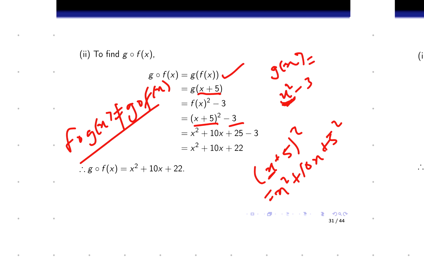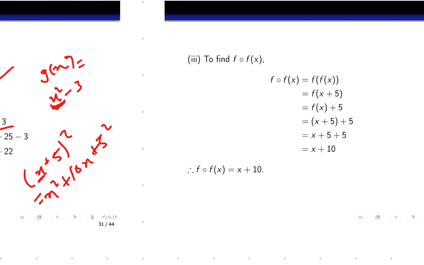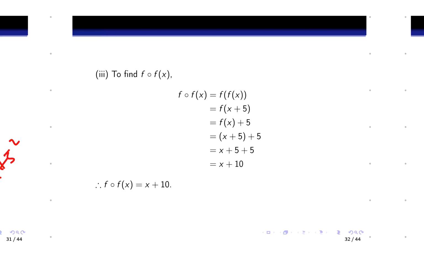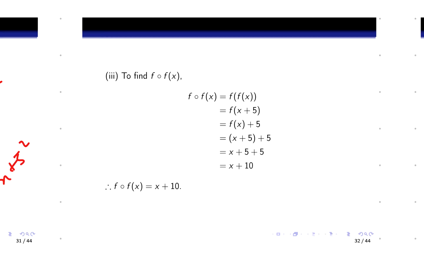Okay, so let's find f of f of x. That's the next question. That means you're composing f with itself. You're composing f with itself. So you have f of x, that is x plus 5. So you have x plus 5, and now x plus 5 is taking its place again. That's why you have x plus 5 plus 5, and that is x plus 10 right here. That is f composed with itself.